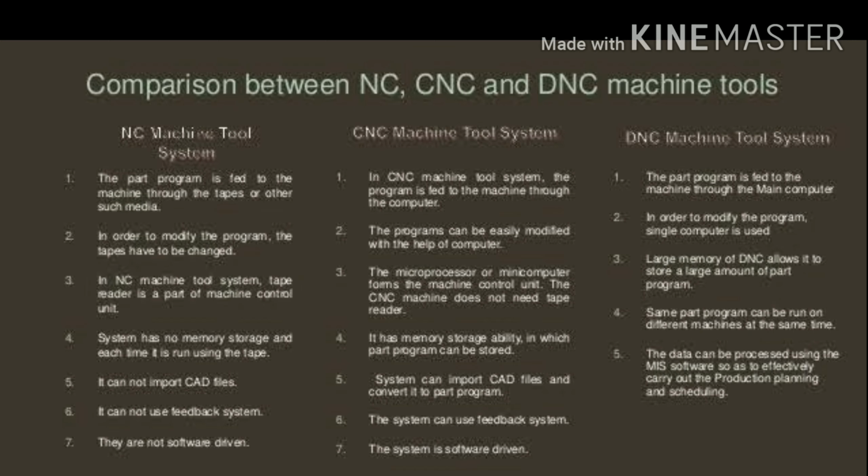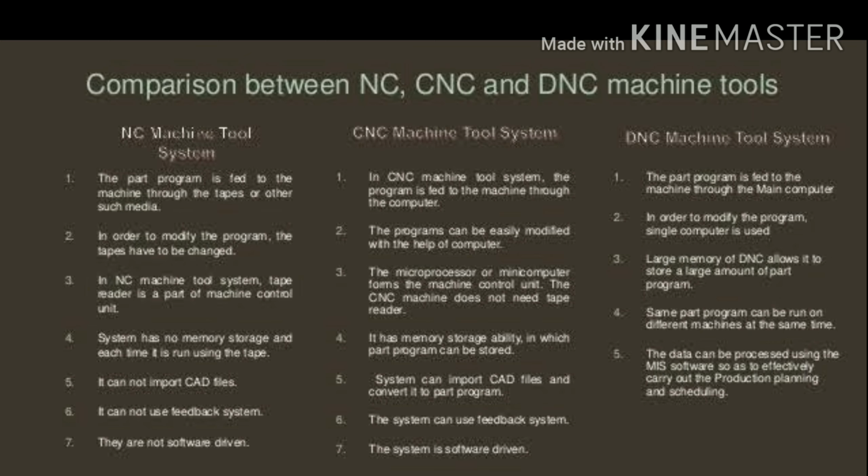The second difference is that in a numerical control system, in order to modify the program, a new tape is required to be manufactured. Whereas in CNC and DNC machines, the part program can be changed just by editing or writing a new program with the help of keyboard in computer. In a numerical control system, the tape reader is part of the machine control unit. Whereas in CNC machines, the microprocessor or microcontroller forms the machine control unit. The CNC machine does not require the tape reader. In a DNC machine, also there is no requirement of the tape reader.